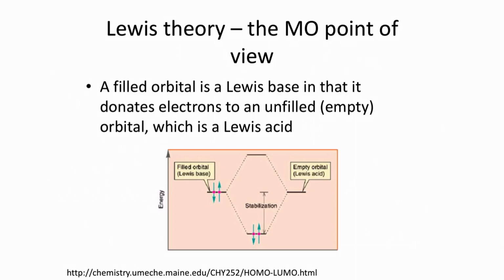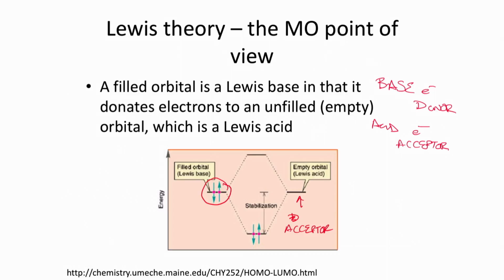Now let me give you a little bit of a flavor for Lewis acids and bases. Remember we said the Lewis base is an electron donor, and a Lewis acid is an electron acceptor. And so here's what's happening. Over here I have two electrons in an orbital. They can be donated to this empty orbital. So this is going to be the acceptor, the thing that receives the electrons. This is going to be the donor, the thing that loses the electrons.